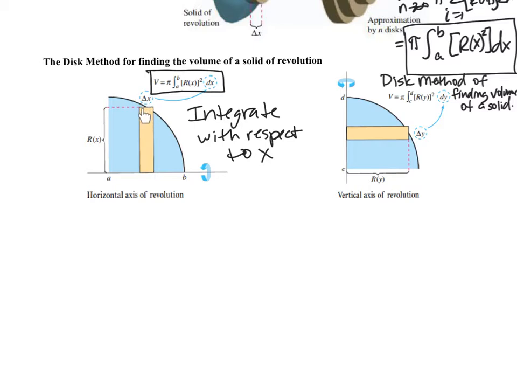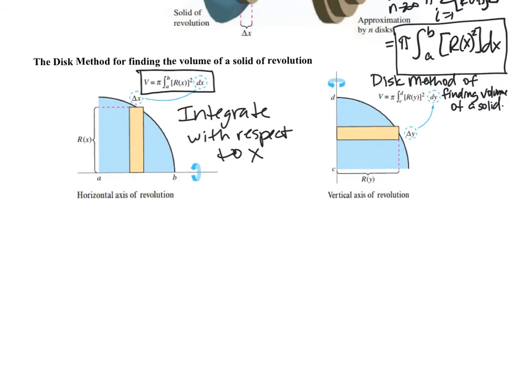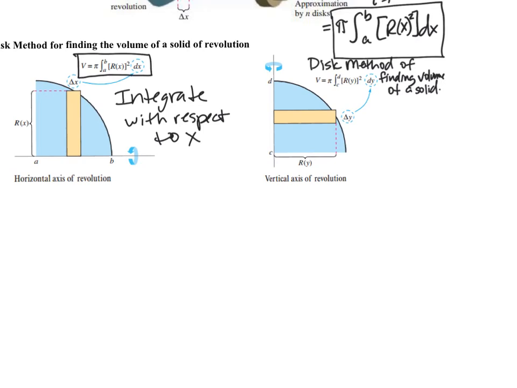That would be the height of each one of those discs. Now, we can also take a shape and rotate it about a vertical axis of revolution. So I suppose you can probably guess that if we're going to rotate it about a vertical axis of revolution, that means instead of integrating with respect to x, this time we would integrate with respect to y.